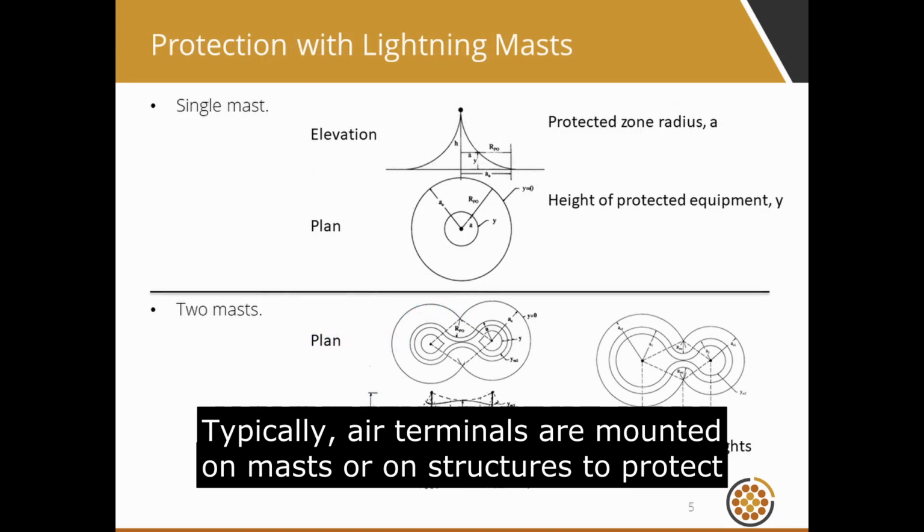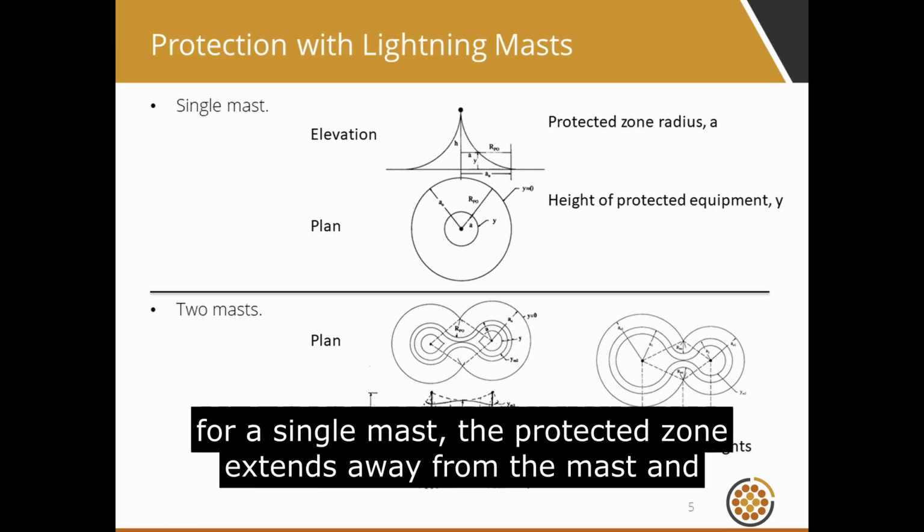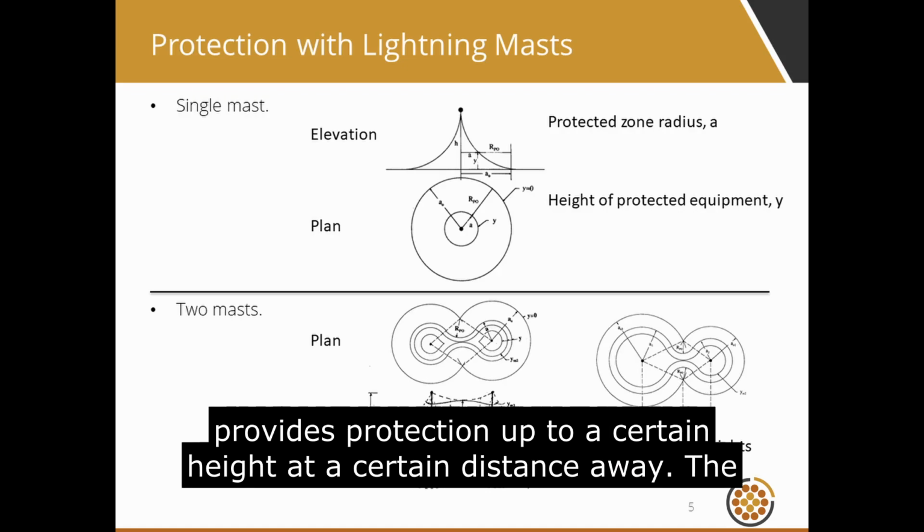Typically, air terminals are mounted on masts or on structures to protect underlying equipment from direct lightning strikes. As can be seen on screen, for a single mast, the protected zone extends away from the mast and provides protection up to a certain height at a certain distance away.